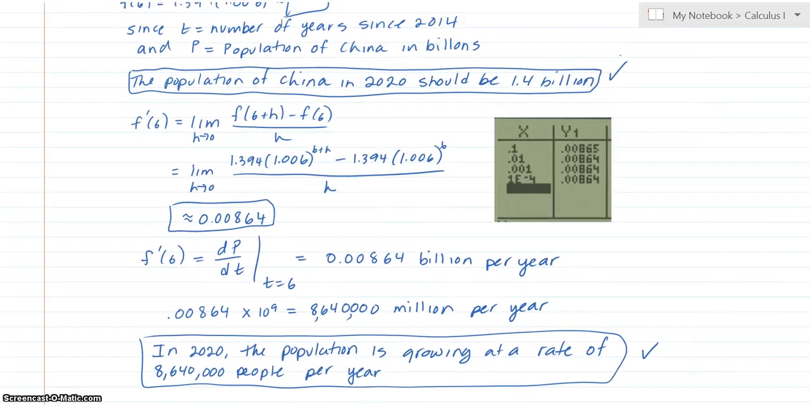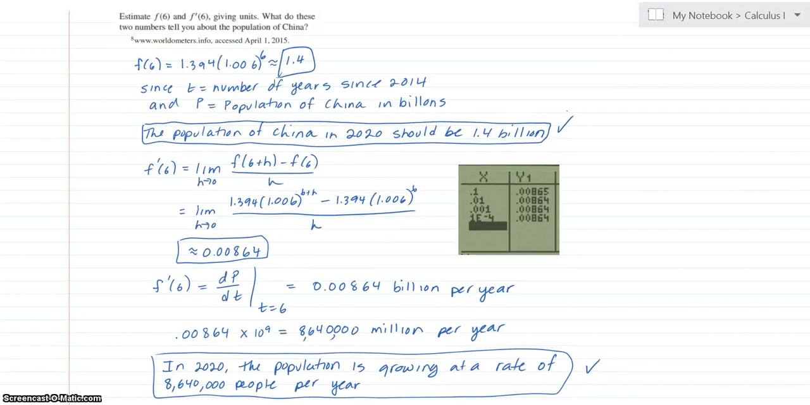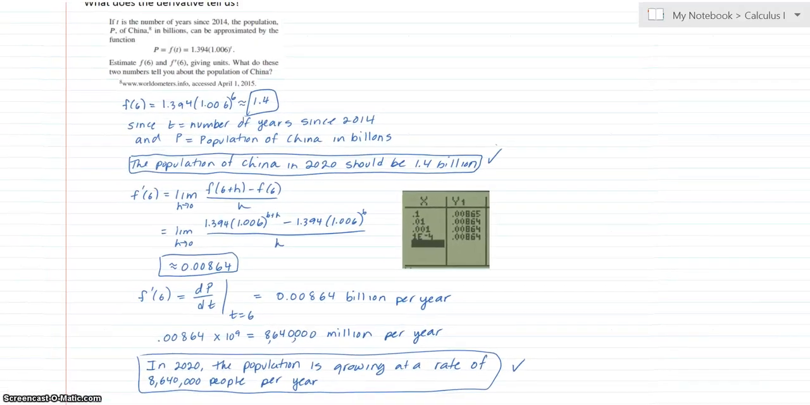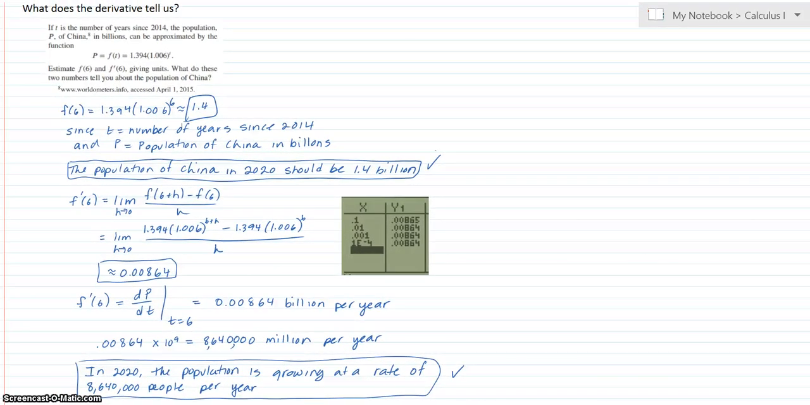So we've answered all the questions. Here's the original problem. Make it a little bit smaller so we can see everything. They asked to estimate the function and the derivative, and what these two numbers tell us about that population. Hope this helps.